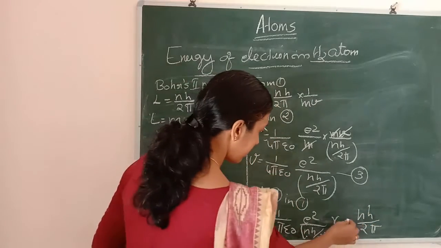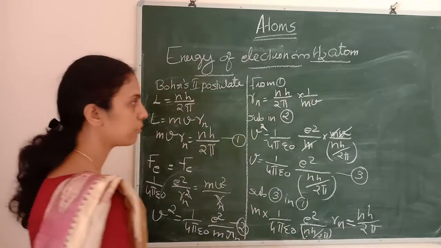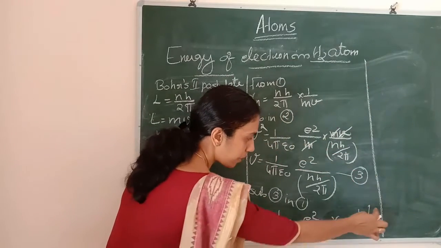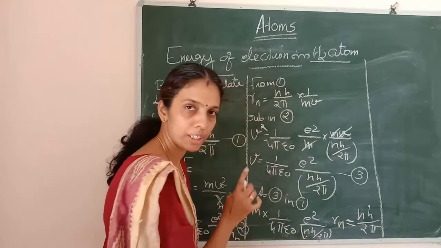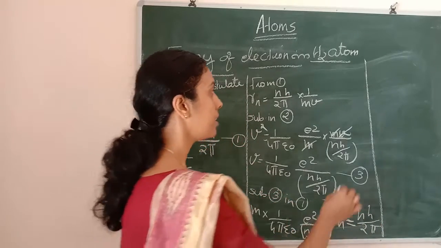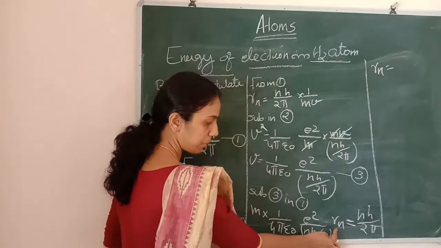Okay, so it equals nh by 2 pi. Now if I am writing an equation for R, how I will be getting this nh by 2 pi will come here. So nh by 2 pi the whole square, 4 pi square divided by e square. So here I can write it as Rn alone, I will keep it here.